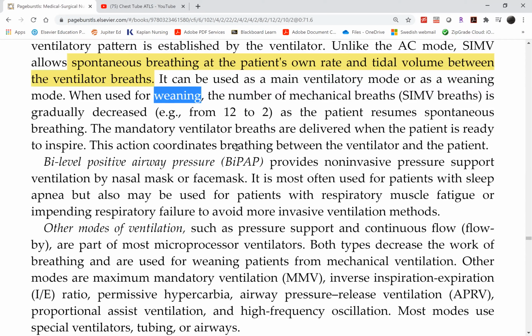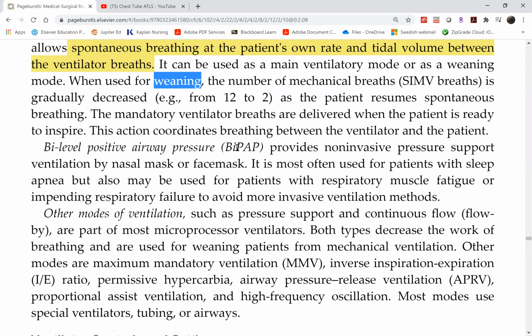Other modes are BiPAP. I think I mentioned this last week with the settings. A ventilator can function as a BiPAP.